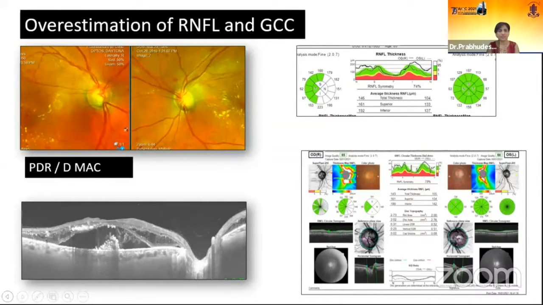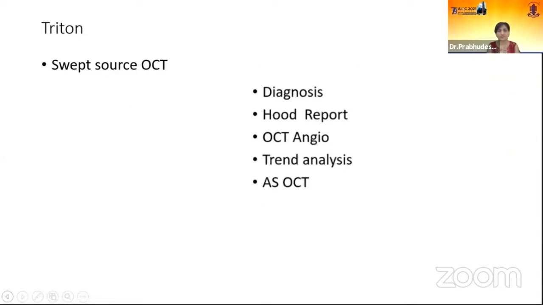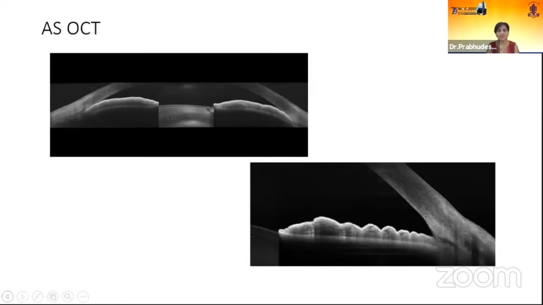So coming to its uses, we can use this for diagnosis, Hood report, OCT angio, and trend analysis also, and ASOCT is also available with this. With ASOCT, we can diagnose narrow angle and open angle.